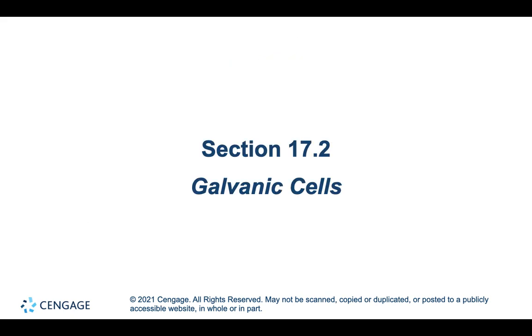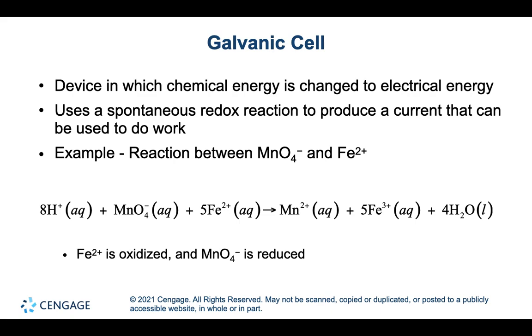Okay, so that was all learning how to balance redox reactions, because we eventually want to apply that to these arrangements of oxidation and reduction reactions that will produce an electric current. So these are called galvanic cells. Galvanic cells, and it's plural because they always come in pairs. So a galvanic cell is a device in which chemical energy is converted into electrical energy. So you think of a battery. A battery is an example of a galvanic cell.